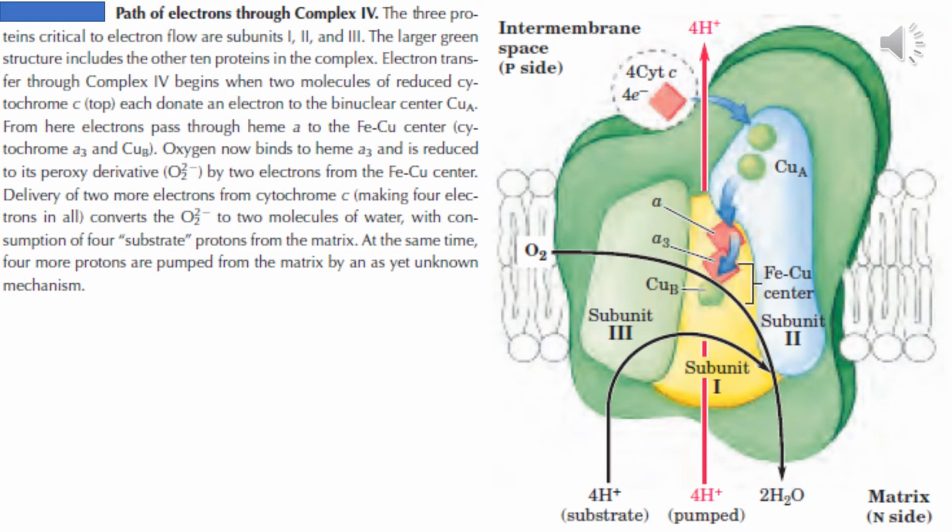Complex 4 has two functions. Function 1, it is pumping 4 protons from the matrix towards the intermembrane space. Function 2, it is accepting another set of 4 protons and a set of 4 electrons from cytochrome C and combining with 1 molecule of oxygen forming 2 molecules of water. This is the metabolic water and it is formed on the matrix side of the mitochondrion.